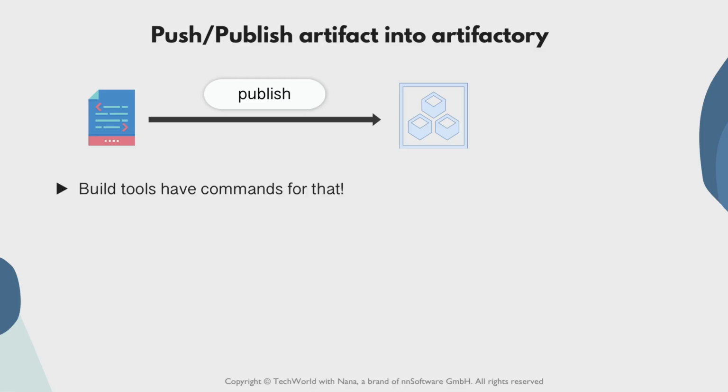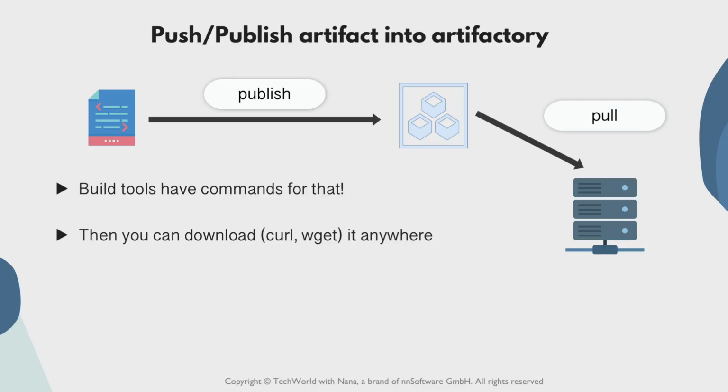And when you need the artifact fetched on your server, you can simply do a curl or wget or some download command on the operating system that you are running your application on, and you can fetch it directly from the repository.